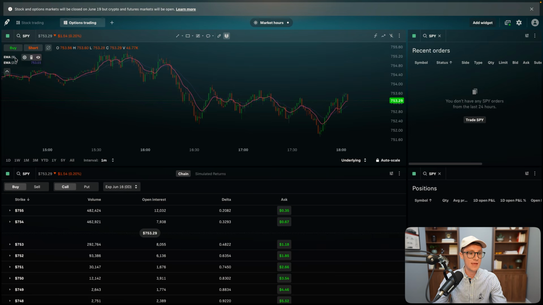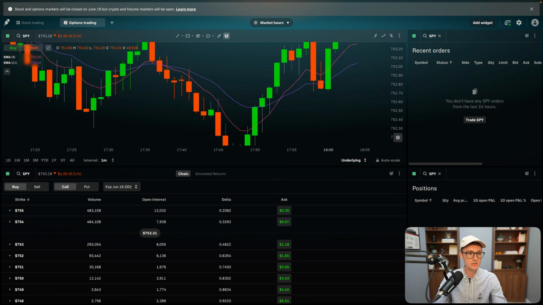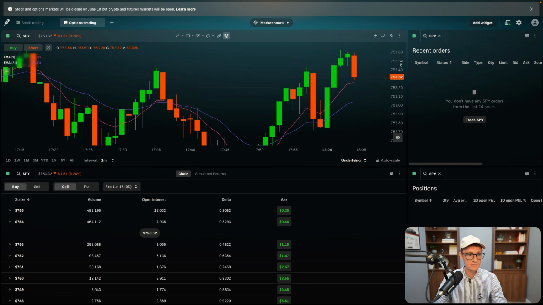Now, what a moving average does is it gives you a visual representation of the average price over that specified period of time. And so with the 9-day EMA, we could see the average price of SPY over the last 9 days. Now, this is going to track very closely to the current price SPY is trading at. The 9 EMA is a very fast moving average. It reacts quickly to price and it tells you what's happening right now.